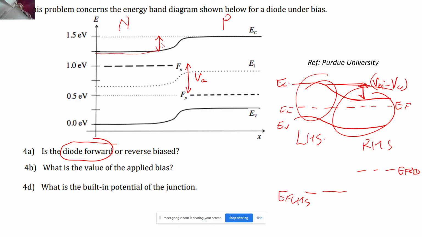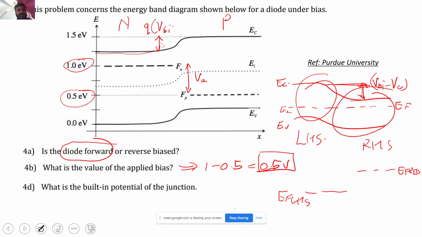And now we have to find the value over here, correct? As we have said, this 1 minus 0.5, correct? This represents the applied voltage that I had applied. So the applied bias is 1 minus 0.5, which is 0.5 volts, correct? And what is the built-in potential over here? As someone had said, this is Q times VBI minus VA, correct? So what is this value? This value is 1.25 electron volts, correct?